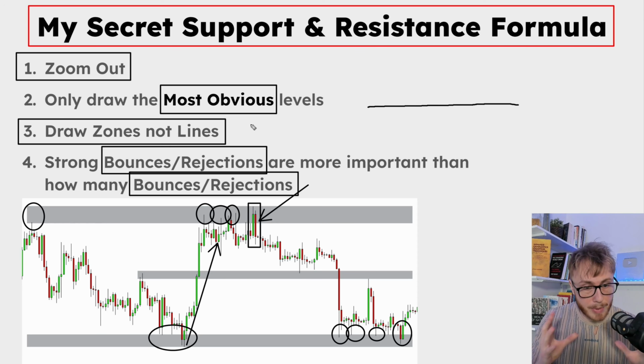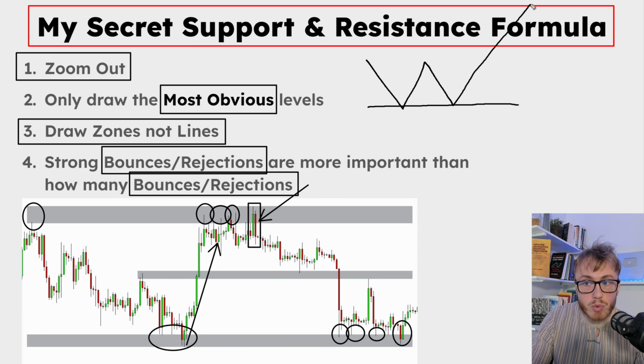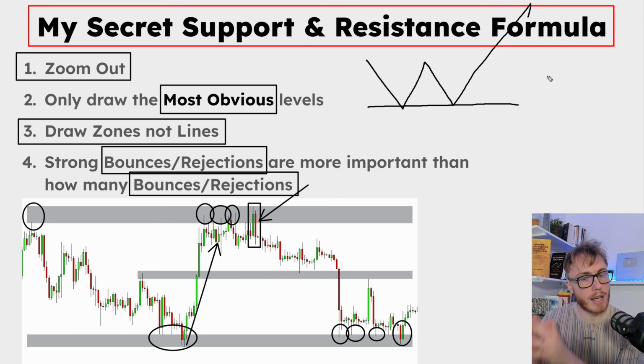But in my opinion, what we want to look out for here, rather than many bounces, is very clear and strong bounces on the support or resistance. So I really prefer to see strong and clear bounces compared to weak and many bounces.